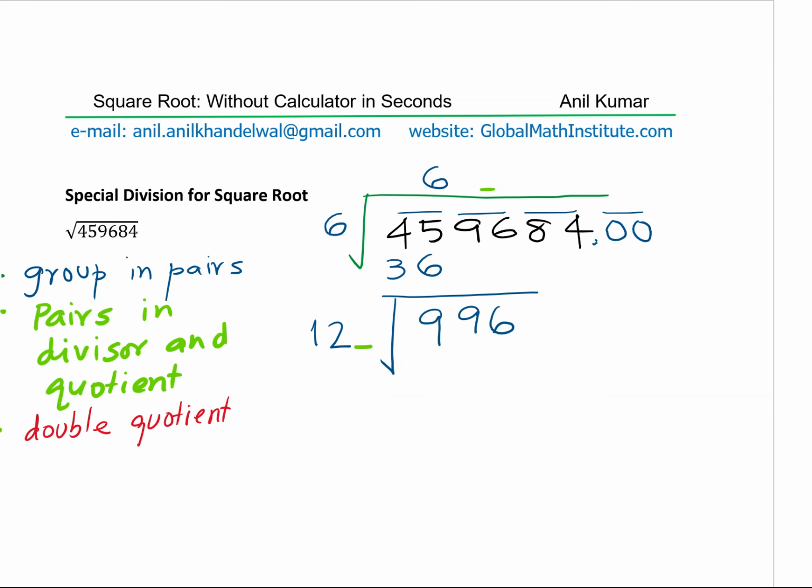Okay, so now we have to divide by 12 and some other number here, and that number should be selected so that we have the same number on both the sides. For example, in this case, if I take 7, in that case, 7 times 7 will be 49, I'll get 9 here, and 4. 7 times 2 is 14, 14 plus 4 is 18.